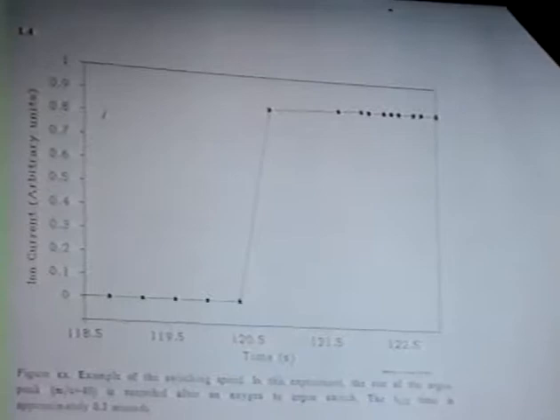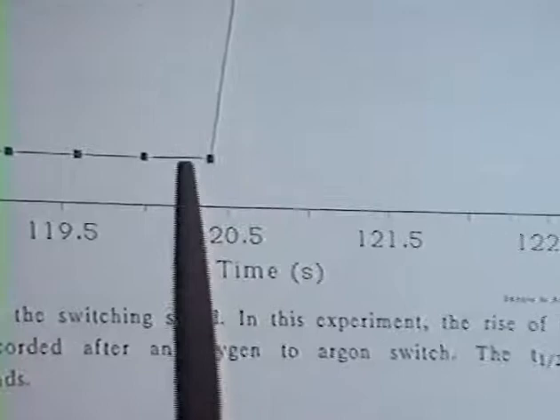One of the things that you have to be able to do is to have a very sharp pulse. I show you here a switch, as we call it, from oxygen to argon. At this point, we throw a switch, so we inject the pulse of argon onto the catalyst bed, and you can see the mass 40 peak of the argon ion rises from basically its background level to its equilibrium value in about 0.2 of a second. So we have a very nice, very sharp pulse.